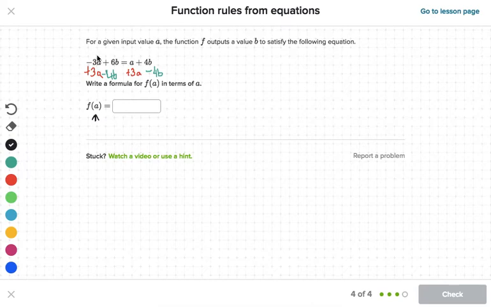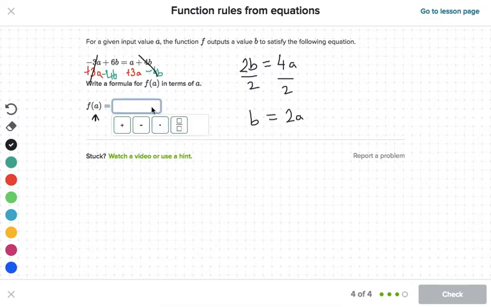So negative 3a plus 3a cancels out. 4b minus 4b cancels out. And here we have it, 6b minus 4b is 2b, and a plus 3a is 4a. Divide by 2 everywhere, and you have b is equal to 2a. And that's all you've got.